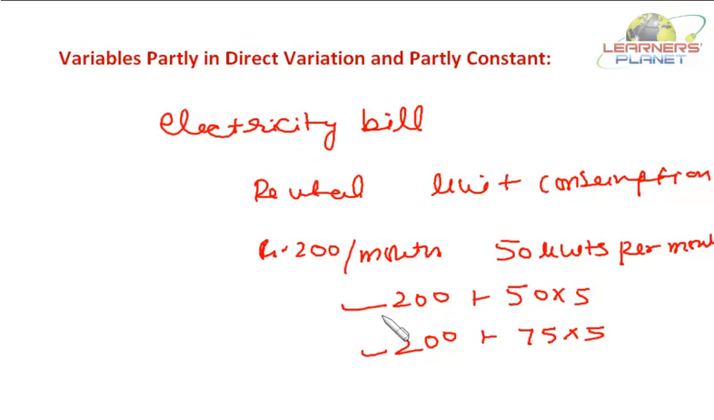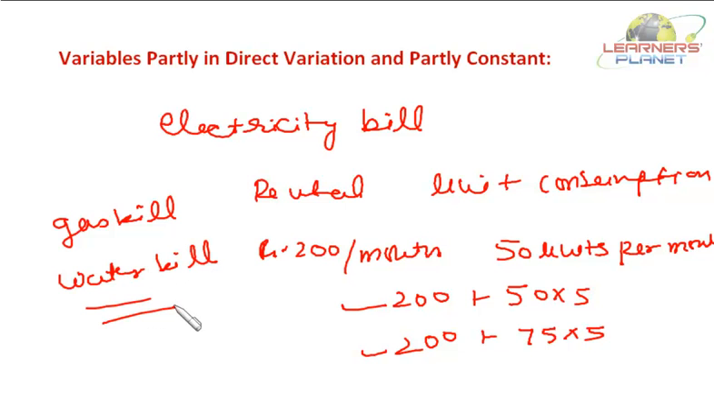Okay, so some amount is fixed and some amount is varying. Okay, similarly you can say your gas bill, water bill, okay, even your telephone bill. In all these cases, some amount is fixed and some amount varies according to the consumption of units. Okay.